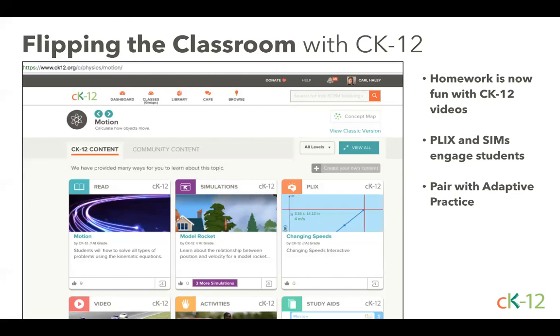CK-12 has produced quite a number of videos, and one of the exciting things is that Sal Khan, who did Khan Academy, made us a whole series of algebra videos before his site had taken off. So we have some original Sal Khan videos here as part of CK-12 algebra. But remember, not only can you assign videos, but you can also assign clicks and sims as part of the learning that happens at home.